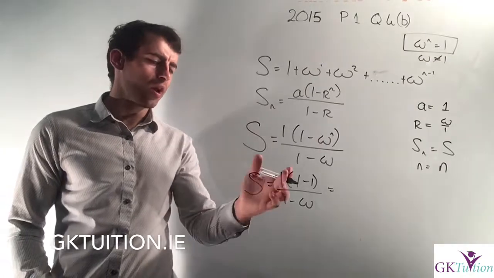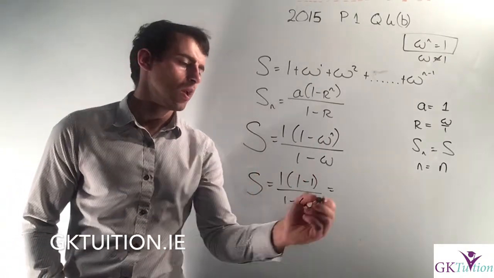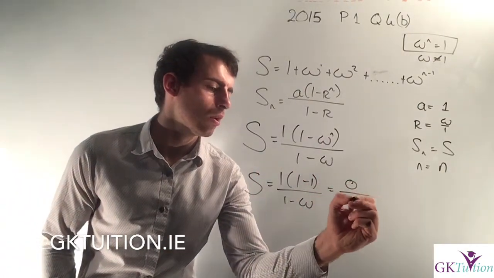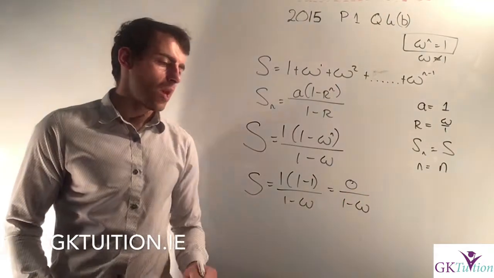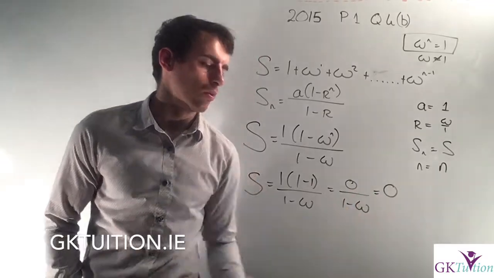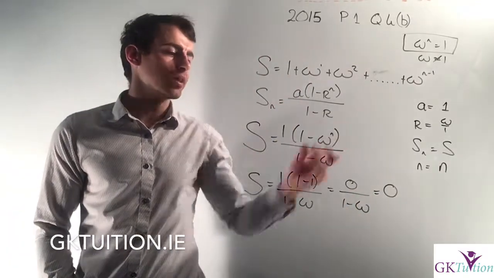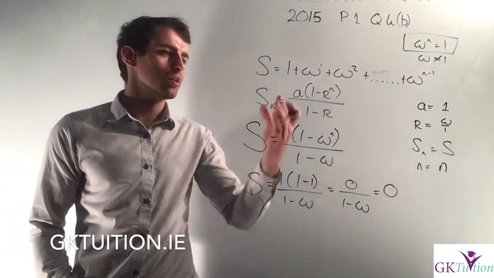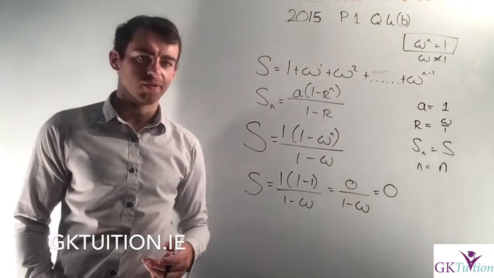Notice on the top line, I have 1 minus 1, which is just 0. So this actually just works out as 0 over 1 minus omega. If you have a fraction with a 0 on the top, then it's just 0. So actually your s, if you add them all together, just works out as 0. So when you add them all together, they must cancel each other out.